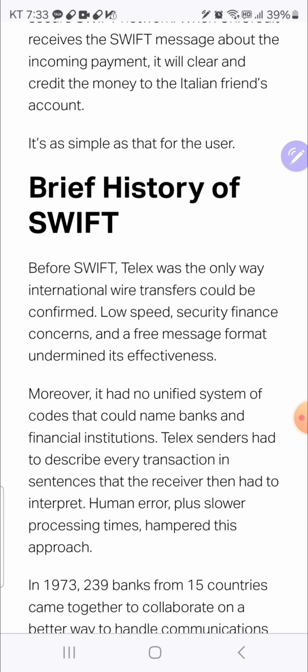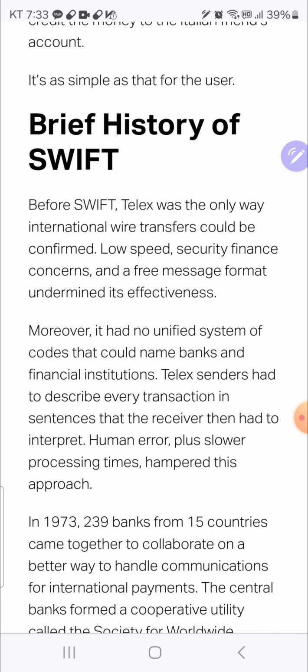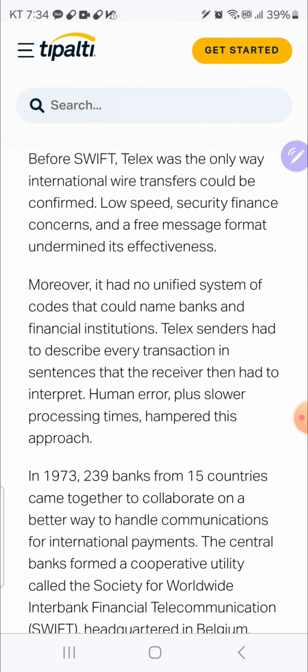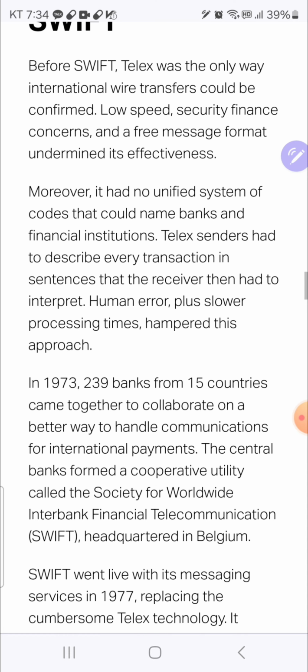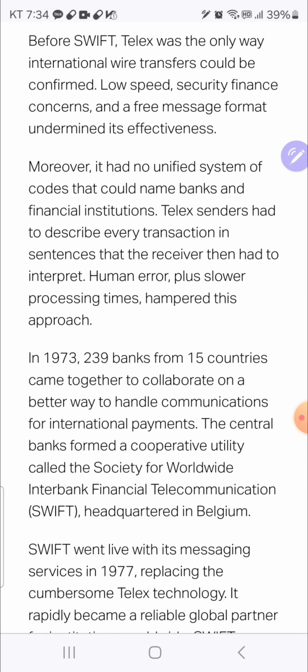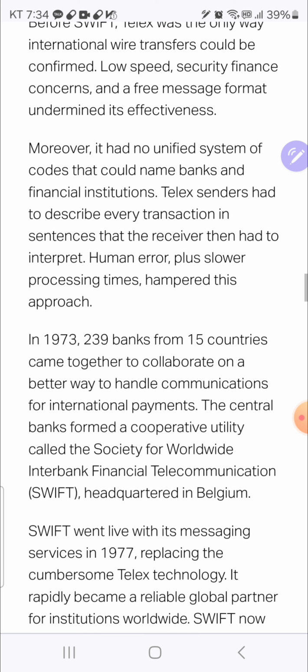Brief history of Swift. Before Swift, Telex was the only way international wire transfers could be confirmed. Low speed, security concerns, and a free message format undermined its effectiveness. Moreover, it had no unified system of codes that could name banks and financial institutions. Telex senders had to describe every transaction in sentences that the receiver then had to interpret. Human error plus slower processing times hampered this approach.